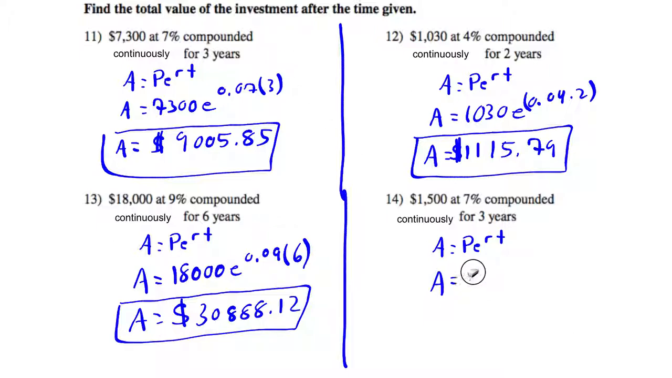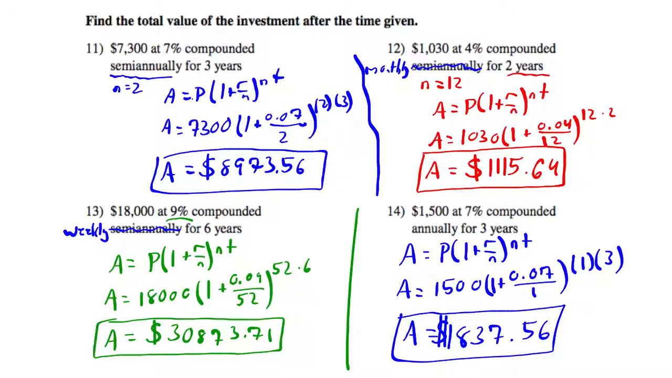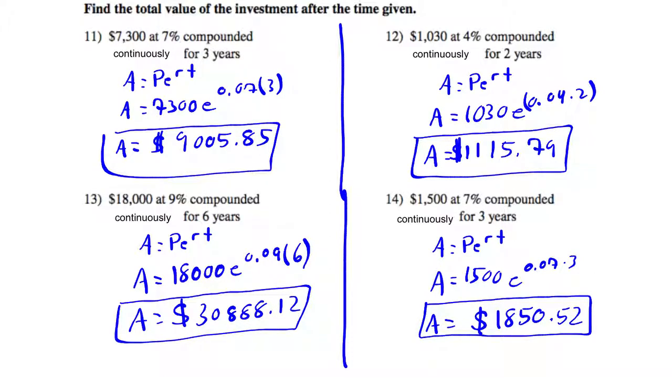So here we want to plug these values in. So we're going to have 1500 e to the 0.07 times 3. So the account balance is 1500 e to the 0.07 times 3. So this is going to be 1850.52. That is our final answer there. So we made a little bit more. So you can see that when we compound continuously, we're going to make a little bit more.